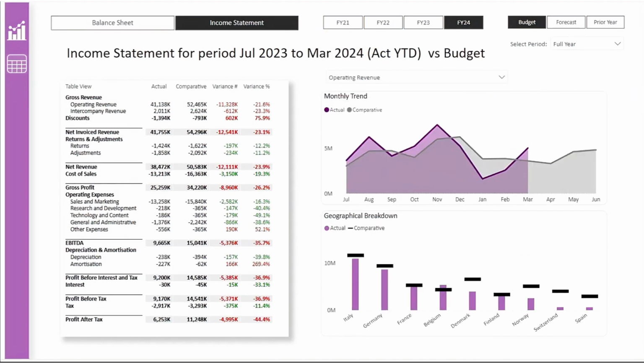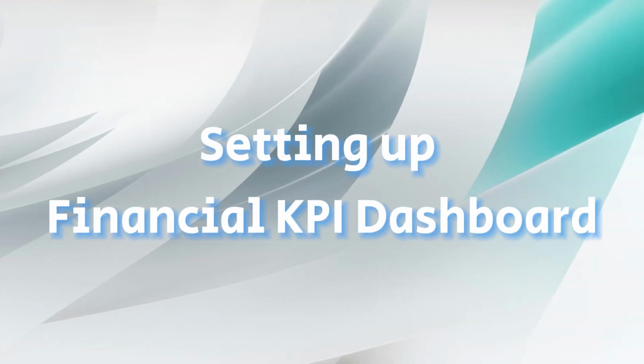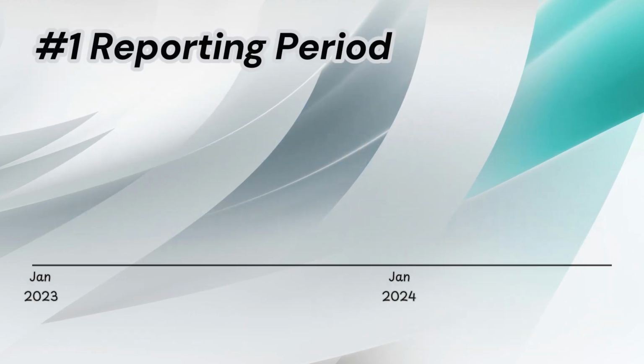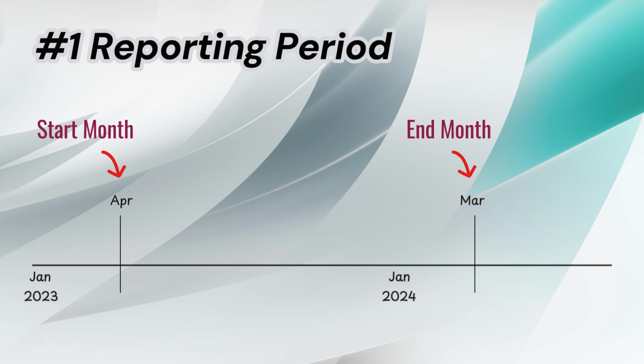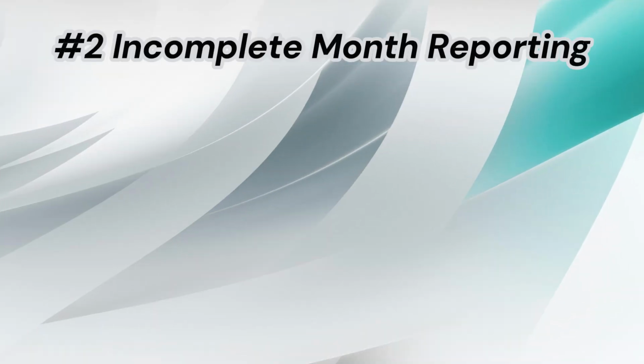Alright, before we go further, let us cover the two main concerns that most people have when setting up a financial dashboard. First, reporting period, also known as fiscal year. Different organizations may have different reporting periods. Some start from April to March, while there are others who do July to June. This template has catered for this aspect. As part of the essential setting, you need to update the reporting period, which I will show you in a while.